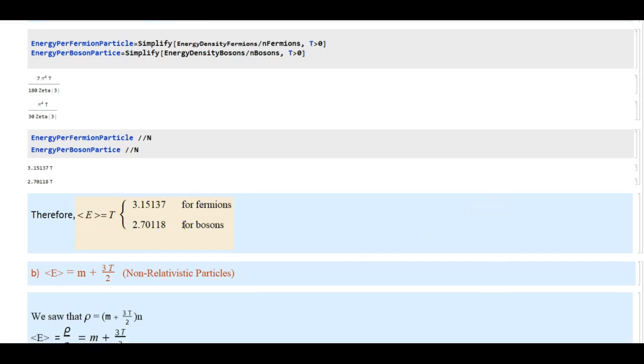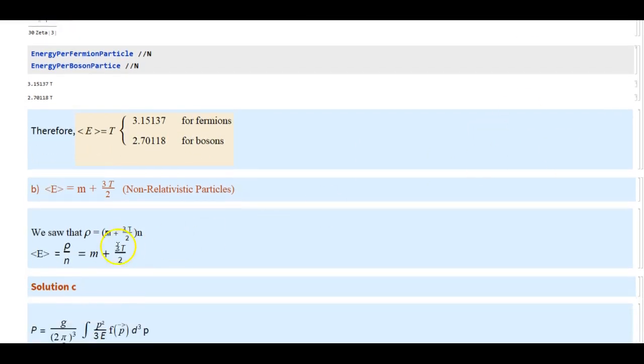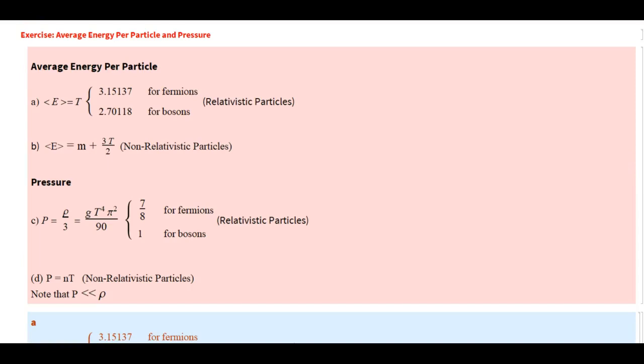Now for non-relativistic particles, it is pretty straightforward. We saw in the last video that rho is equal to n times m plus 3T by 2, and the energy per particle is given by rho over n, which is equal to m plus 3T by 2.